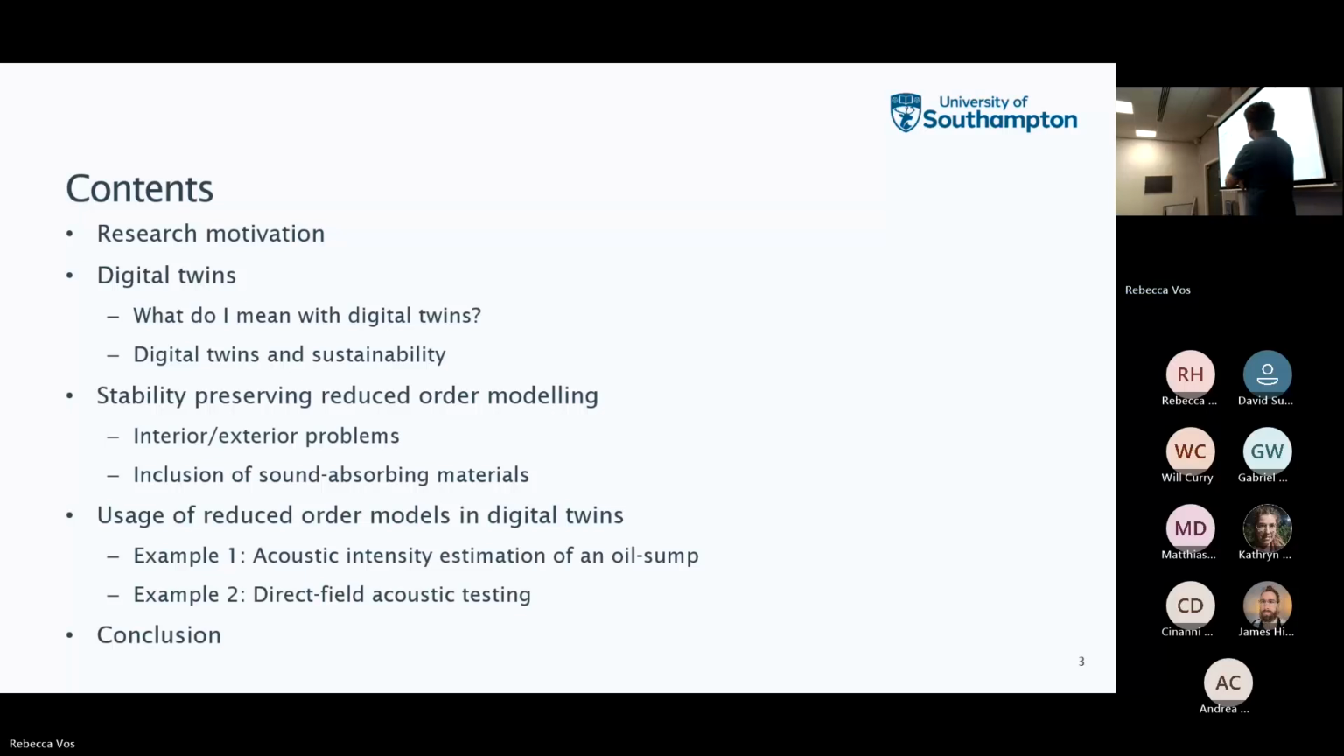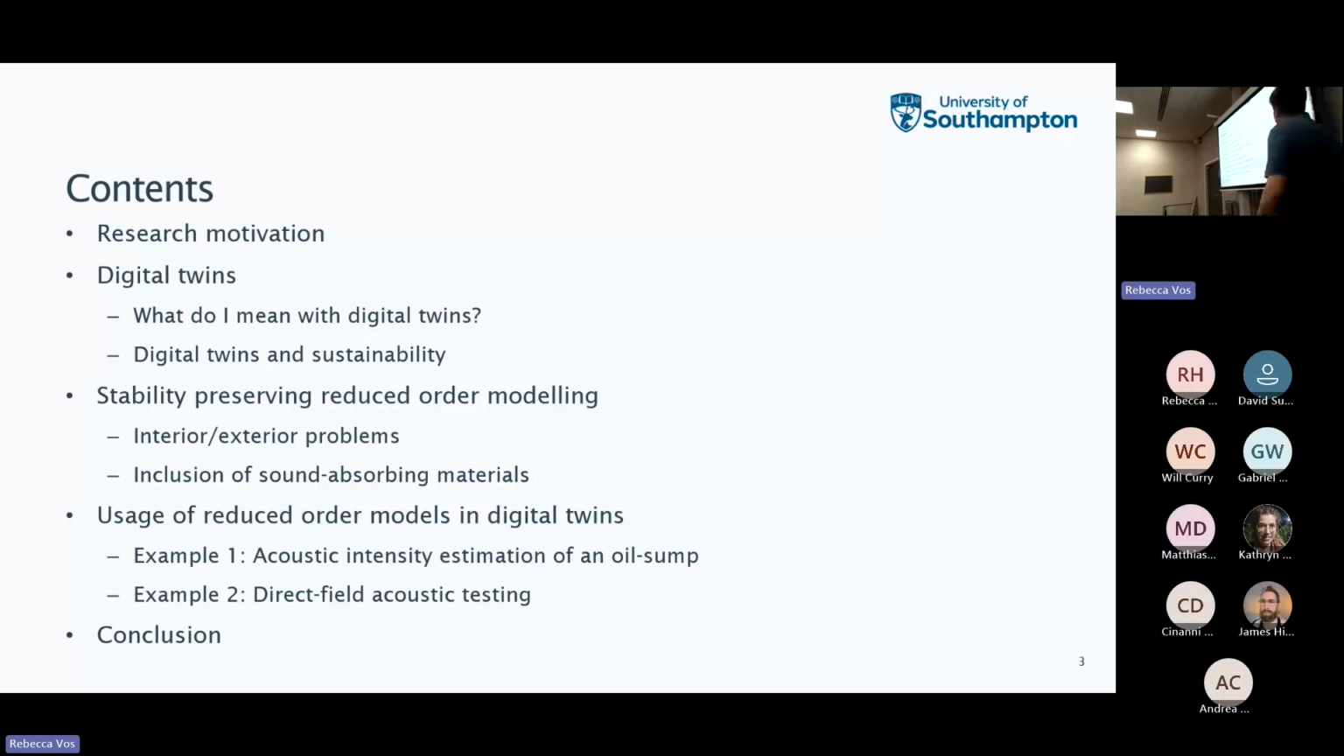I will start with a small research motivation. Then I will explain a bit, as you've seen in the title, that I'm going to talk about digital twins. This is a bit of a buzzword, obviously, as you all know. So I would like to explain a bit more in detail what I mean by digital twins in the context of my research. And I will also talk about how we can use these digital twins to help become more sustainable, not only in the UK, but also Europe and hopefully even worldwide at some point.